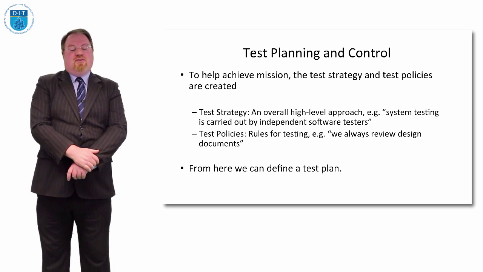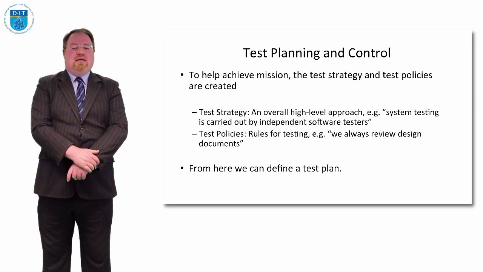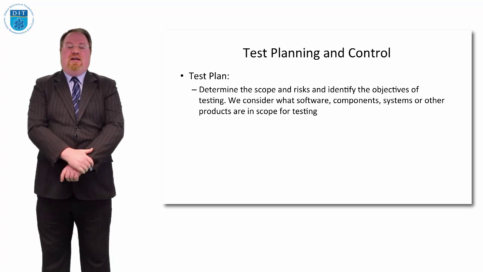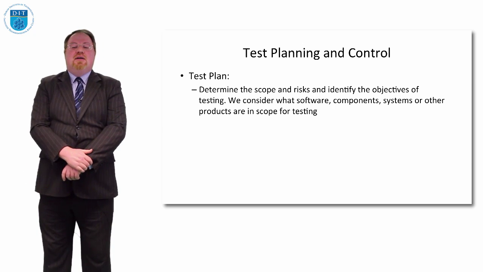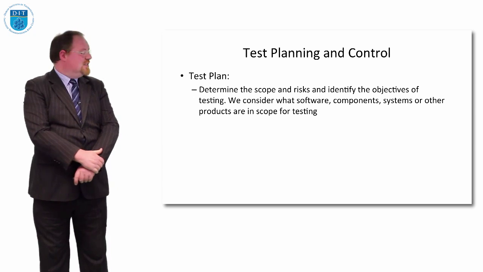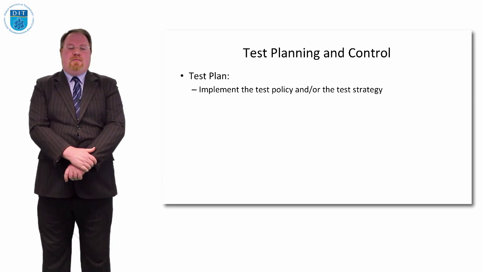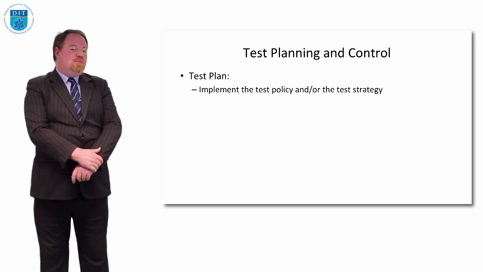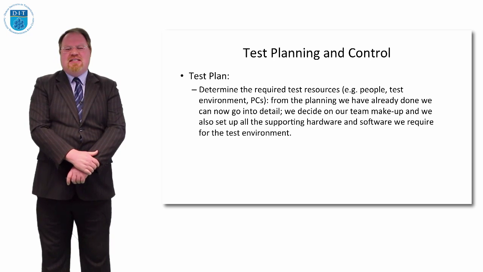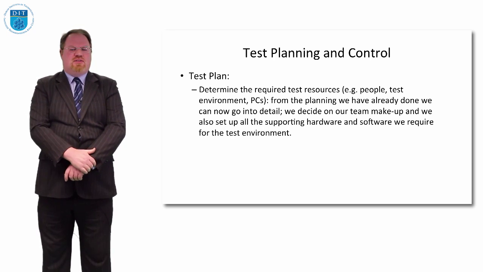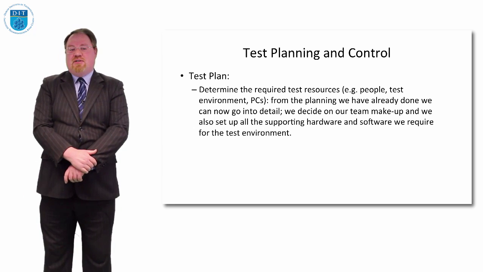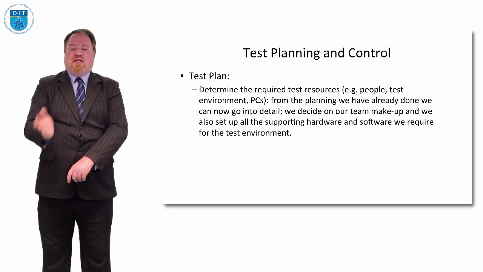Once we've got our strategies and policies, we can create test plans. And a test plan is really to determine the scope and risks and clearly articulate the objectives of the testing. And for that, we need to understand what language we're developing it in, what operating system we're developing it on, all of those kinds of issues. And implement what's needed in that case. We also need to figure out what testing resources are required, what software is required, what people are required, what hardware is needed. Will it be a separate PC or laptop being used for the testing as for the development?